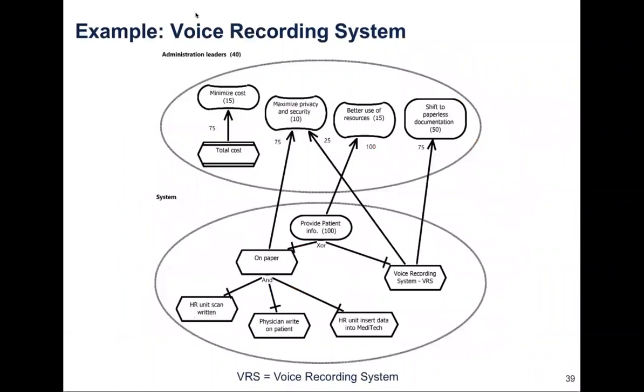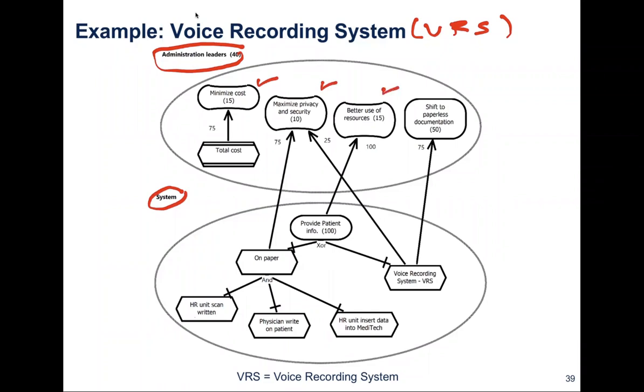A practical example related to the voice recording system, the VRS system. Now we have one actor called the administration leader, and another actor called the system. Inside the administration leader, there are three soft goals that we need to satisfy or achieve. The first one is to minimize the cost. The second goal is to maximize privacy and security. And the third goal is to make better use of resources.